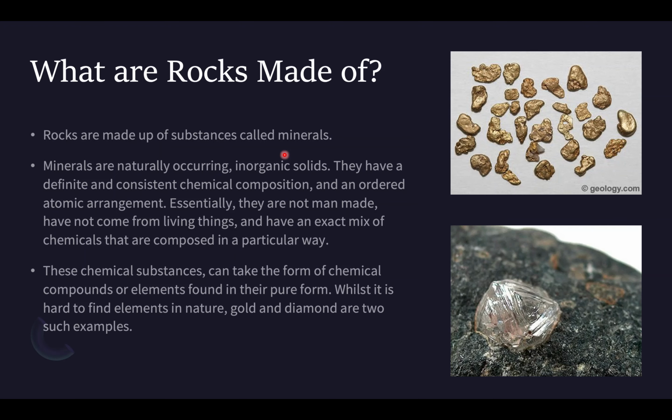But what exactly are rocks made of? So rocks are made of substances called minerals. Minerals are naturally occurring inorganic solids. They have a definite and consistent chemical composition and an ordered atomic arrangement. To put it simply, they are not man-made, they have not come from living things, and they have an exact mix of chemicals that are composed in a particular way.